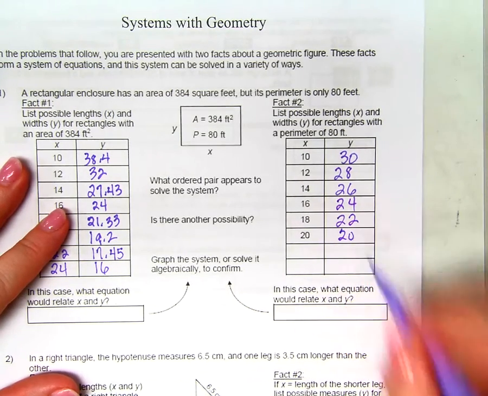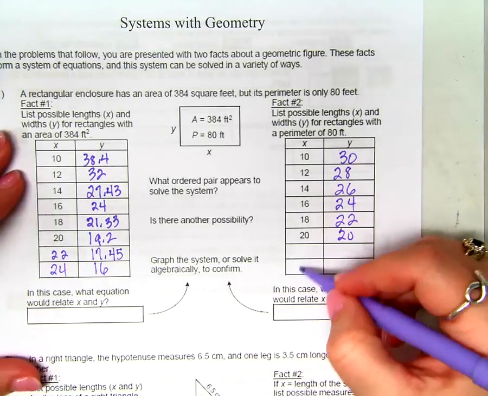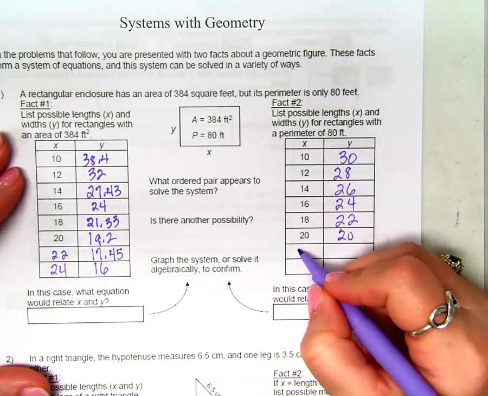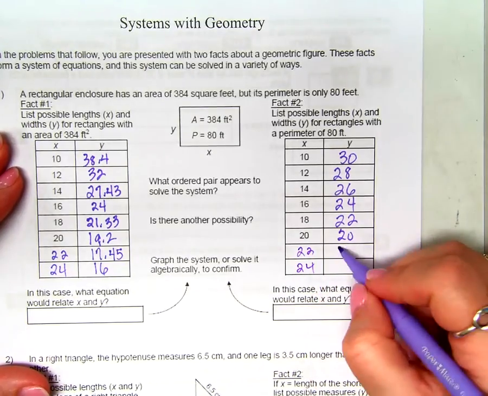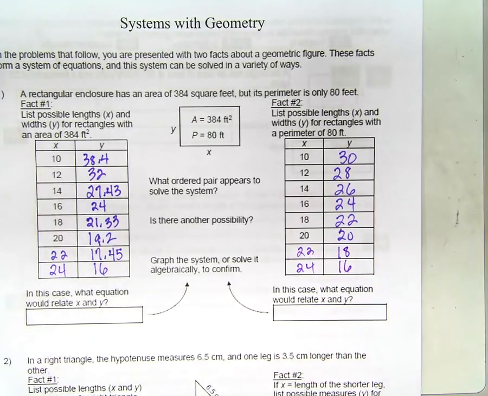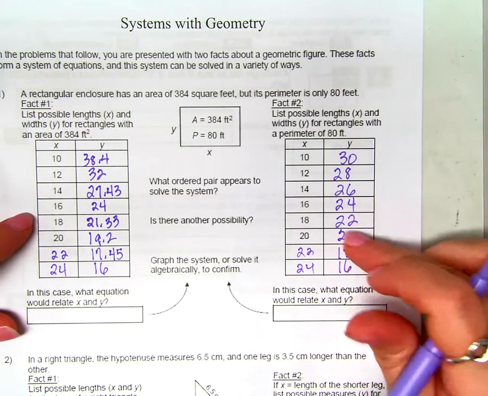22. Now, my guess is that you didn't do any math on those last two. Did you look at the pattern in the table? Hopefully you saw the pattern. So, what two values do you want to add here? 22 and 24. And what should we add here? 18 and 16. What ordered pair appears to solve the system?